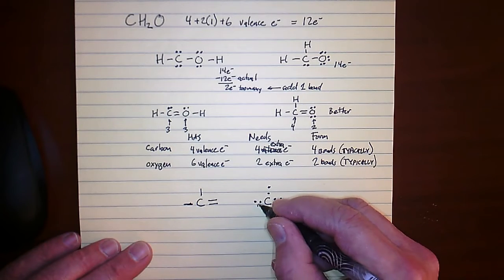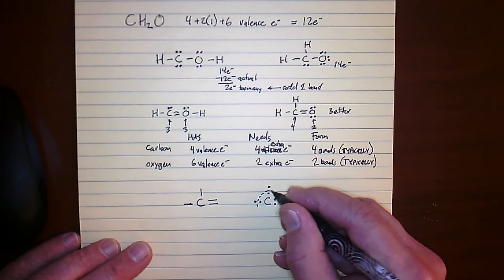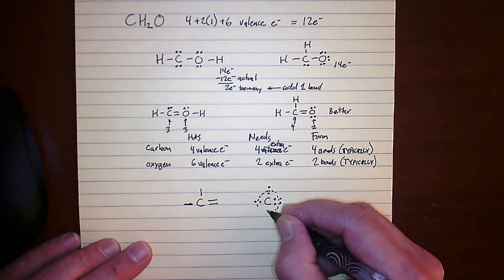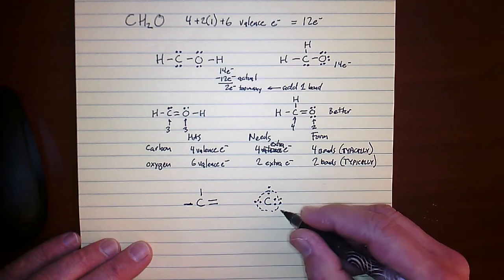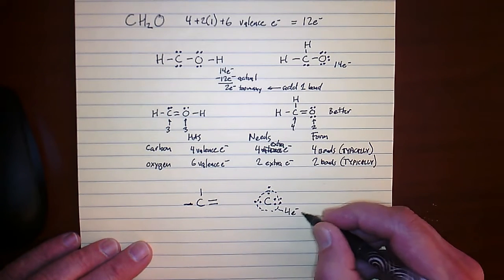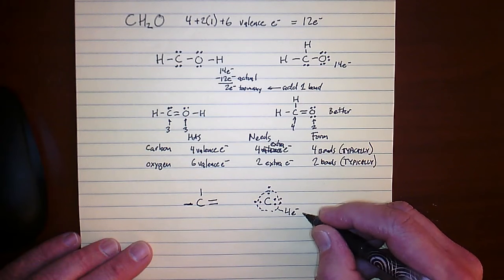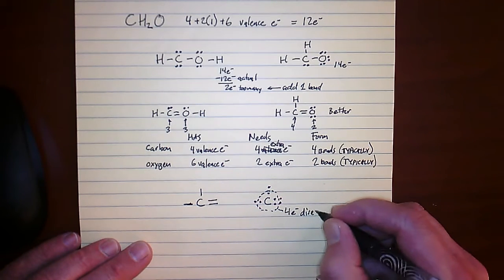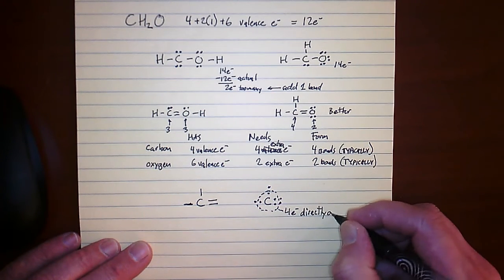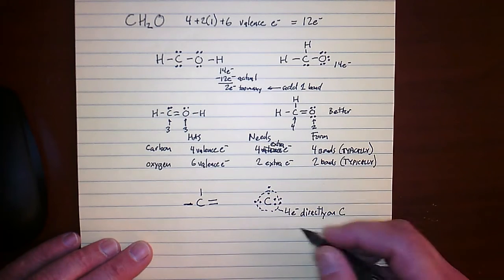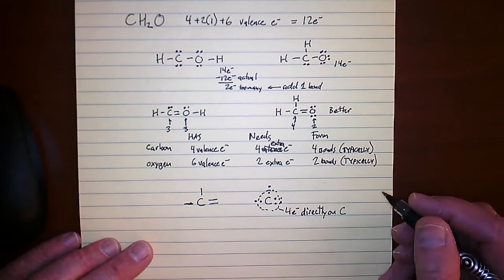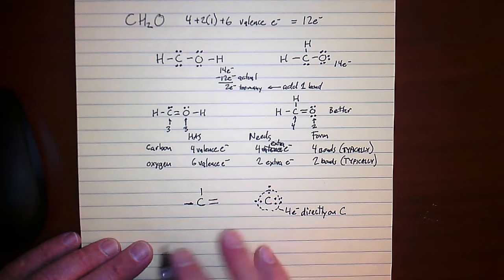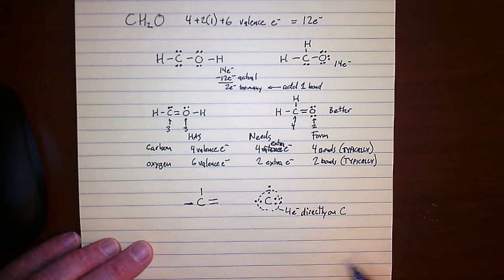And you can think of this carbon as having 4 electrons directly on it, right? In other words, 4 electrons directly on carbon, and that matches the 4 valence electrons it started with. And so this is ideal, and it means that carbon is neither more positive nor more negative than it would be if it were just an atom.